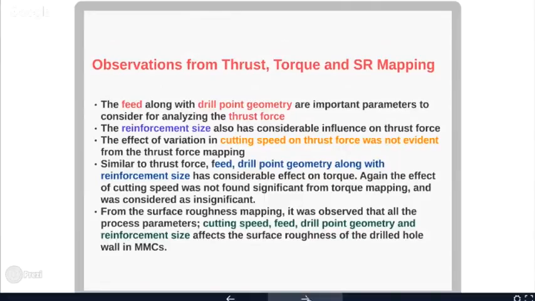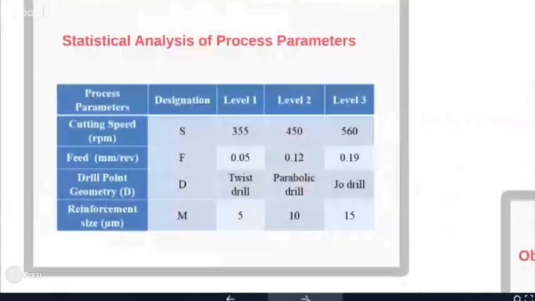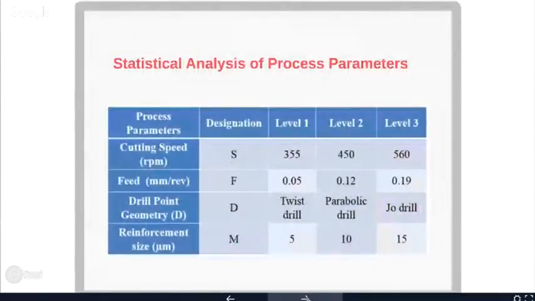So what we have here is some qualitative idea. The qualitative idea is that drill point geometry is a significant parameter. Now, how to quantify it? So our aim is to quantify it, and we quantify it with the help of some statistical technique. We perform some statistical experiments within the domain of cutting speed, feed, drill point geometry, and reinforcement at levels 1, 2, 3 as per the Taguchi methodology.